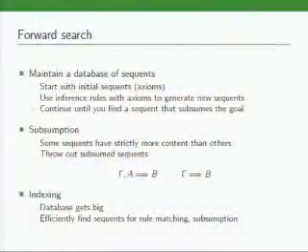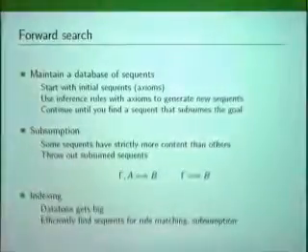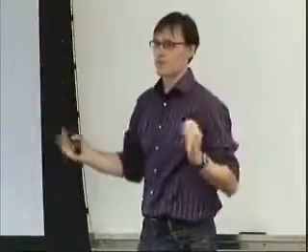The idea is you maintain a database of sequents. You start with the initial sequents, and then you have some inference rules. You apply the rules, and then you hope to find the goal. Some people call this the British Museum algorithm, because apparently the British Museum has pictures stacked on top of pictures all the way up to the wall.